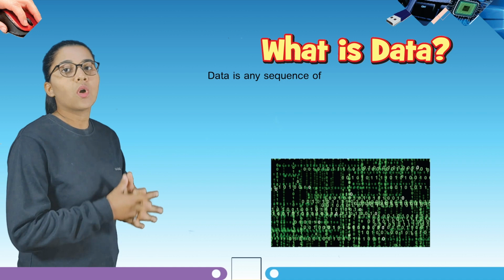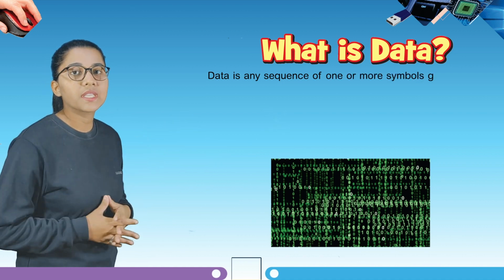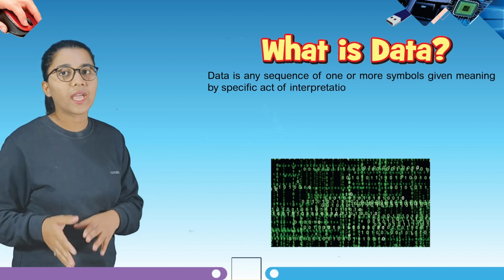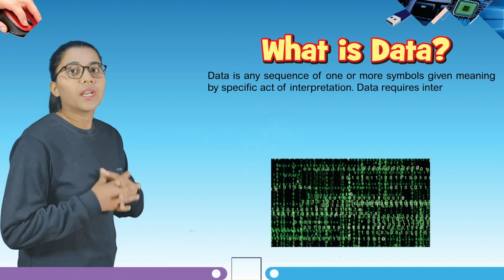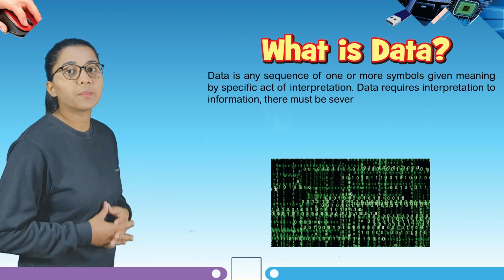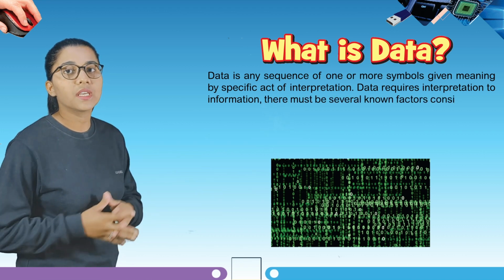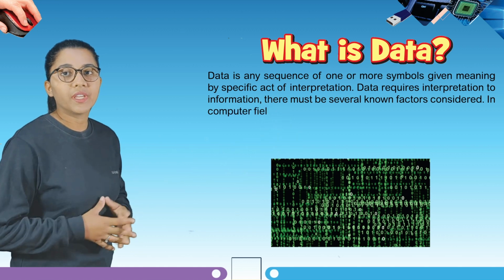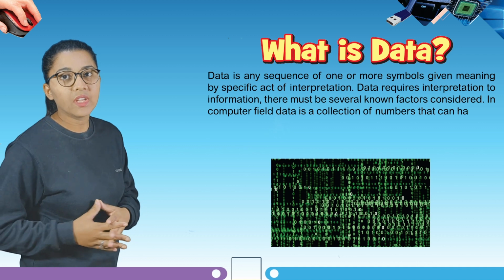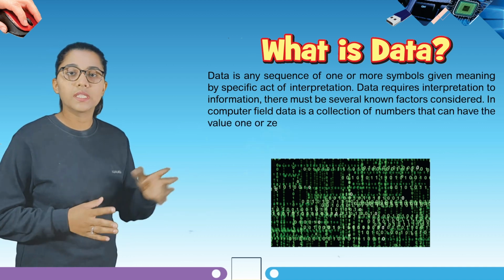Data is any sequence of one or more symbols given meaning by a specific act of interpretation. Data requires interpretation to become information. There must be several known factors considered. In the computer field, data is a collection of numbers that can have the value 1 or 0.